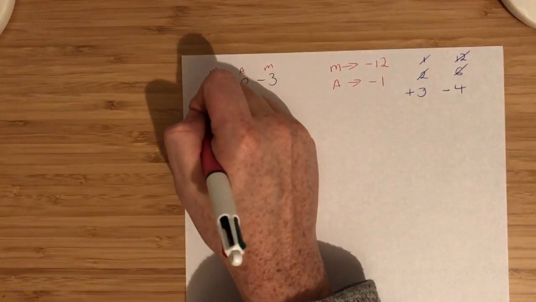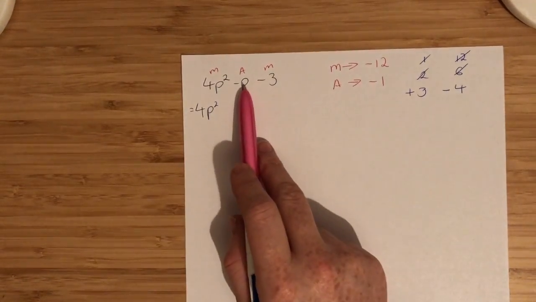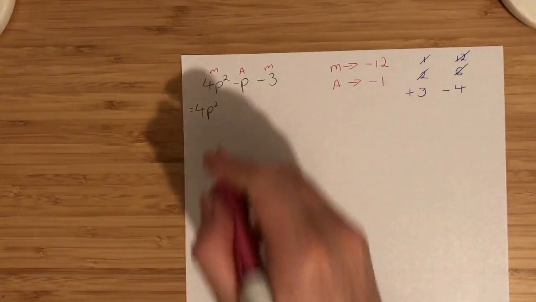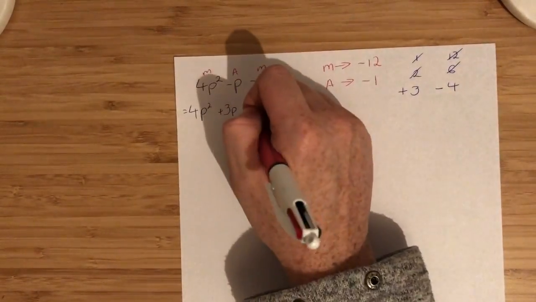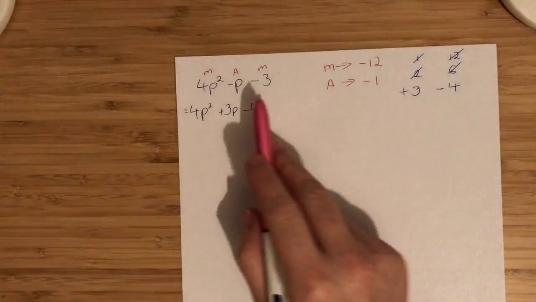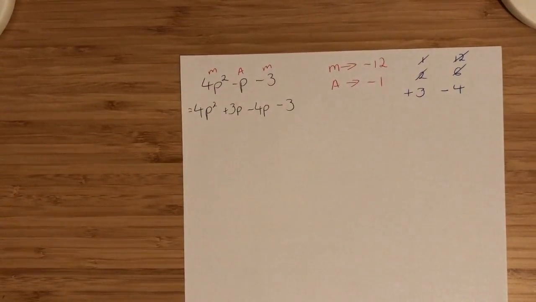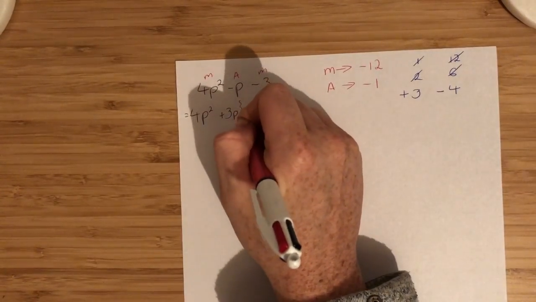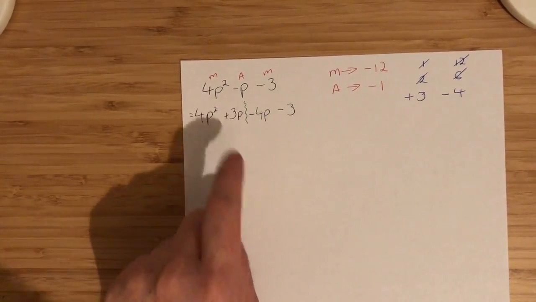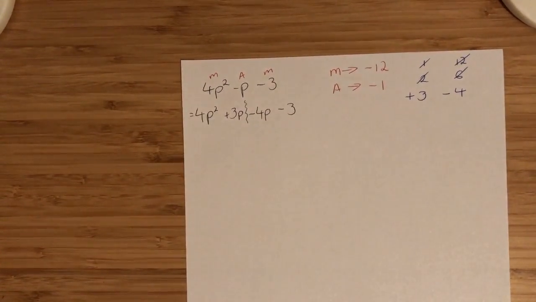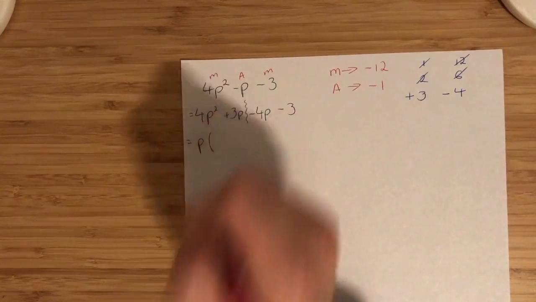we've got 4p squared, which stays the same. Then we use these two numbers here to break this minus p up. I've got a plus 3. Don't forget to put the p back in as well. Plus 3p minus 4p. And then you still have the minus 3. Okay, break it in half. And our highest common factor here, 4p squared plus 3p. There's no highest common factor of the numbers in front of the p's, so that means our highest common factor is just p.